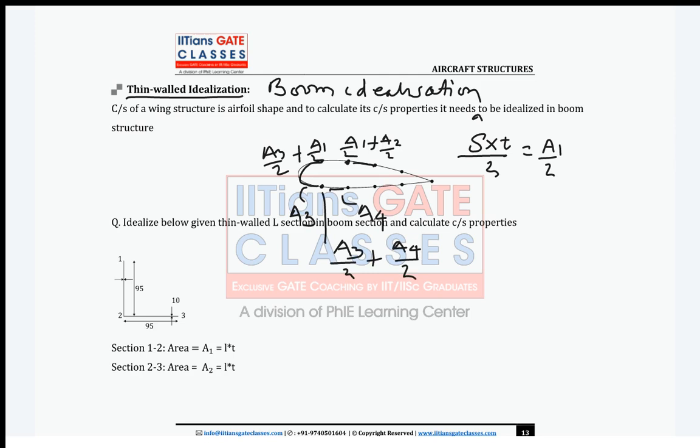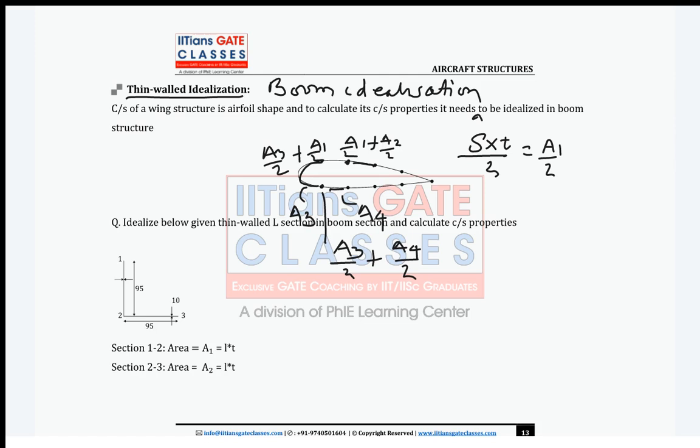Everybody, how we are doing boom idealization, is it clear? First you need to find the section area, and then you have to distribute that area equally in the respective side boom. Okay, yes or no? So this is how thin walled idealization is done for any curved section.